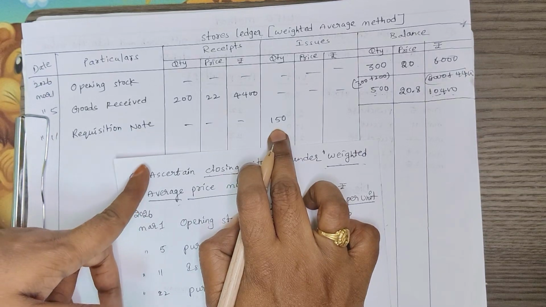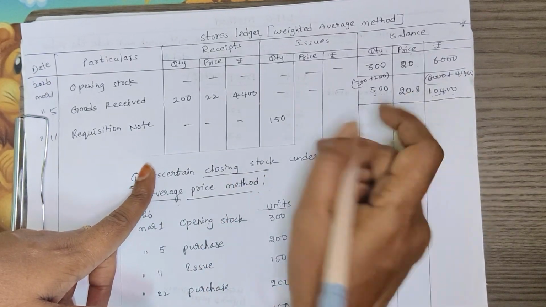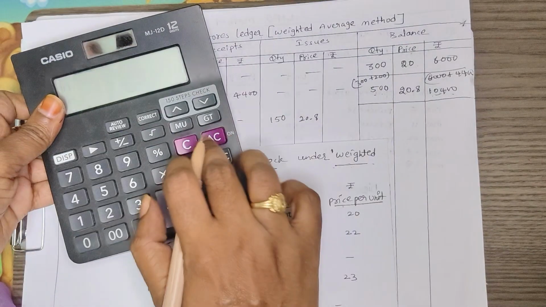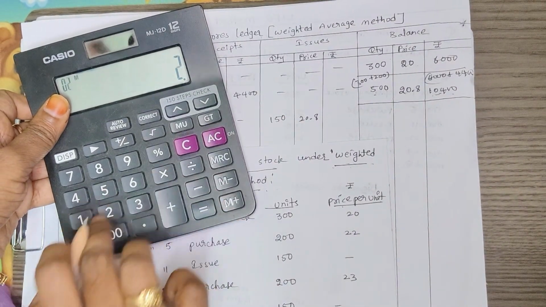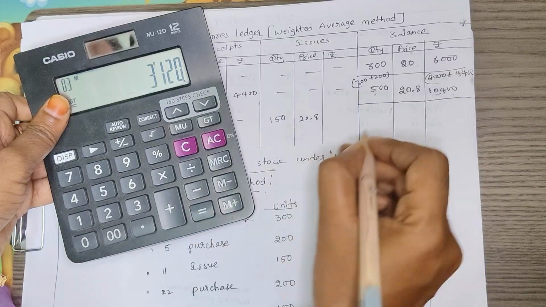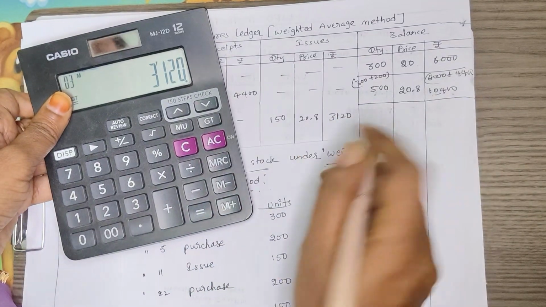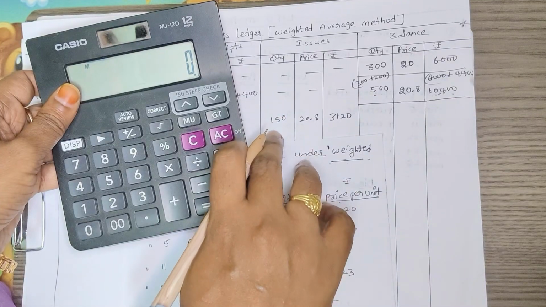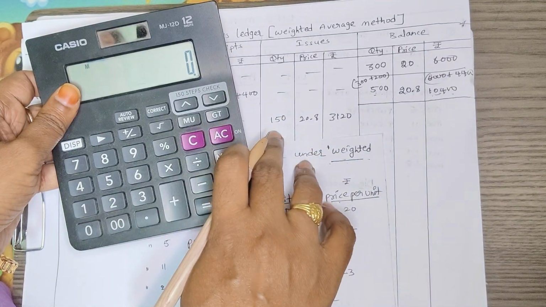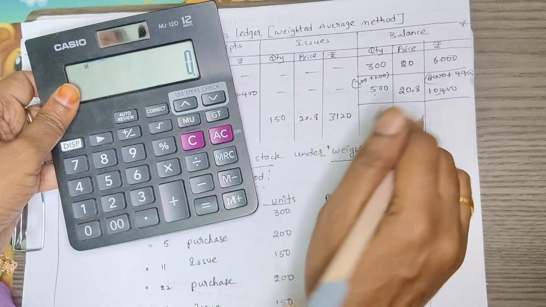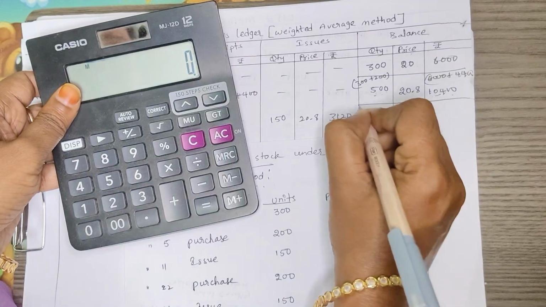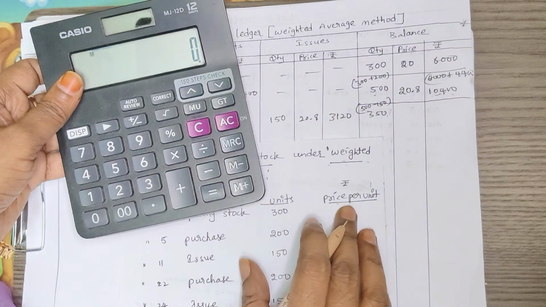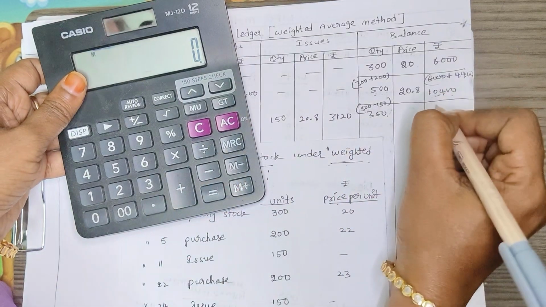At what price? At the weighted average price. Already we calculated, 20.8. So 150 into 20.8, 3,120. Okay. Then out of 500, 150 units are issued from the store. How much leftover stock in our store? 350. How to get this? 500 minus 150.